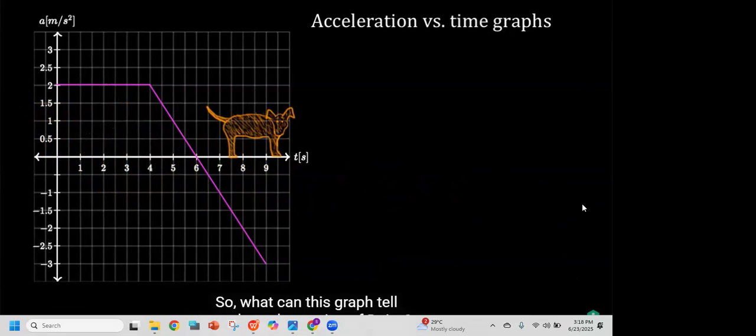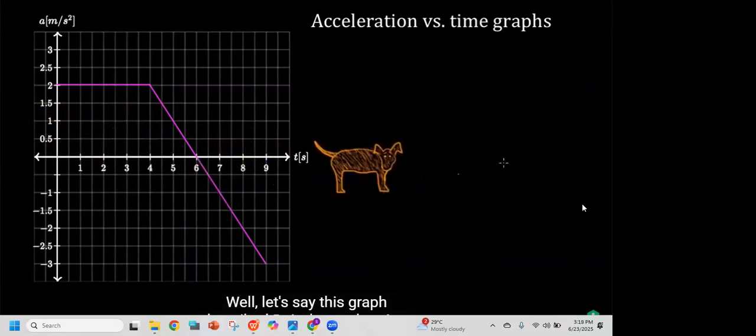So what can this graph tell you about the motion of Daisy? Well, let's say this graph describes Daisy's acceleration. So Daisy's going to be accelerating. Maybe we're playing catch. We'll give her a ball. We'll throw the ball. Hopefully she actually lets go when she brings it back. And this graph's going to represent her acceleration.